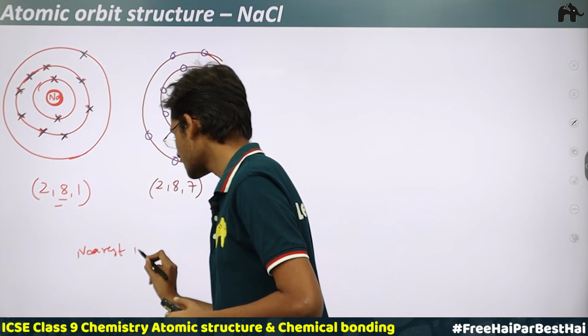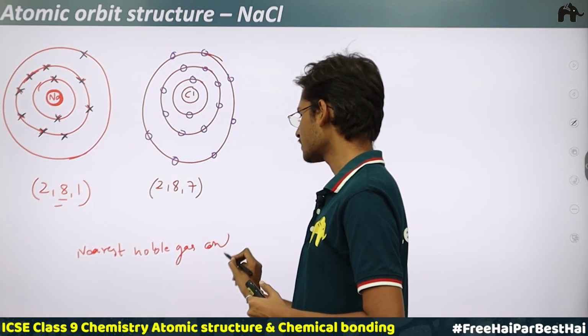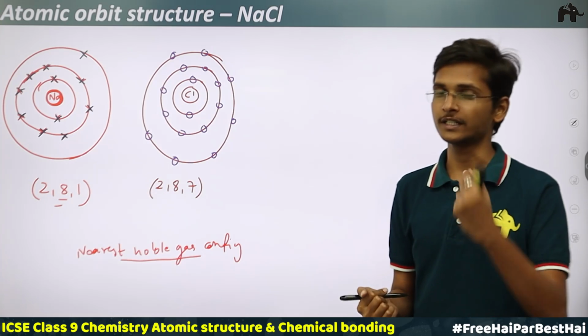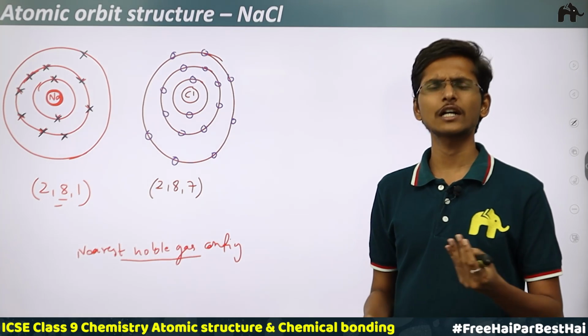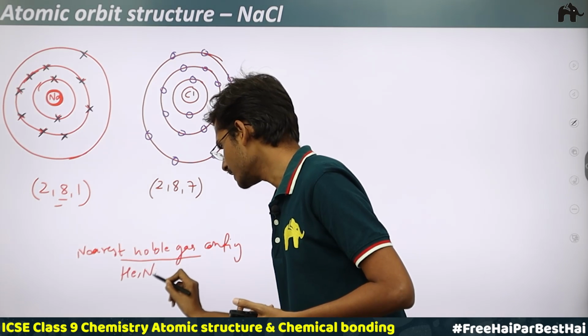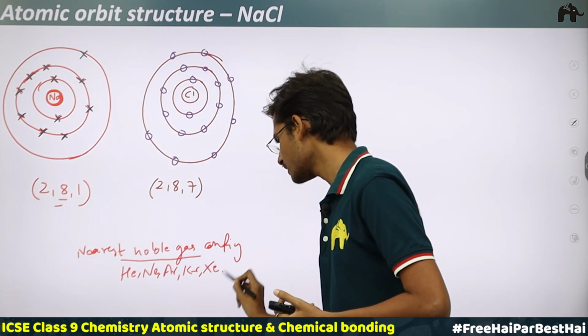Now what is this nearest noble gas configuration? You can figure it out from the words itself. Noble gases, we all know, are inert gases: helium, neon, argon, krypton, xenon, radon. These are the noble gases. So helium, neon, argon, krypton, xenon, radon.